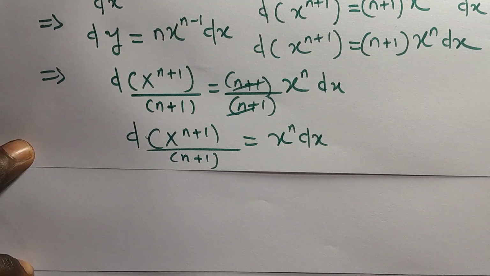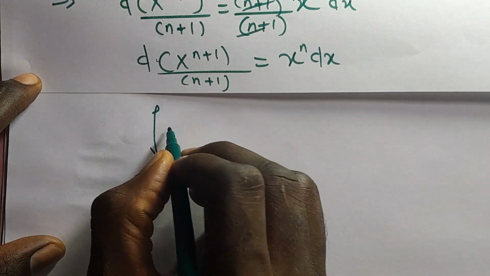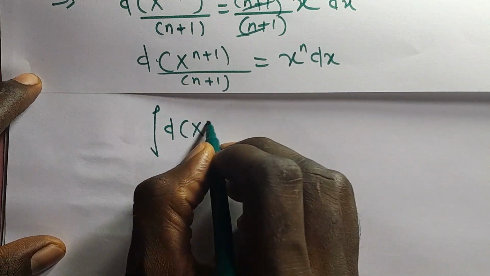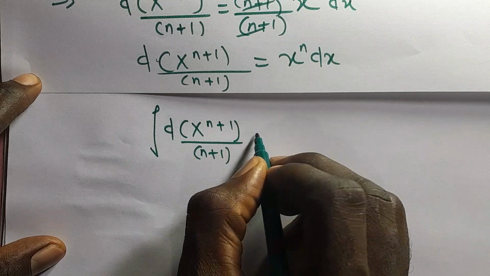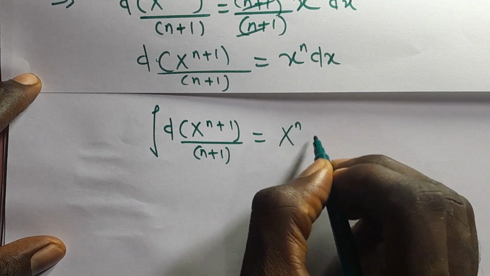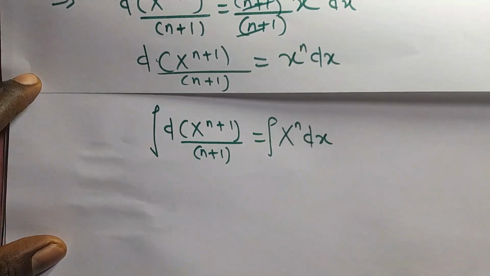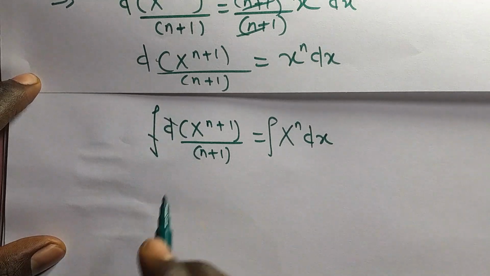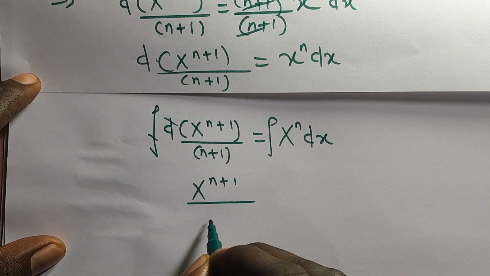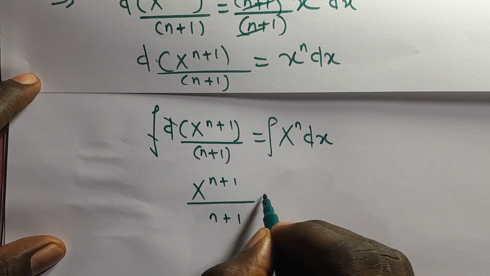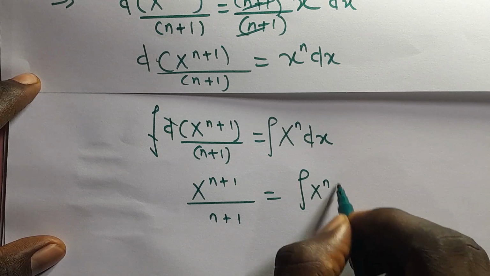So from here, when we take the integral of both sides, we are going to have the integral of d of (x raised to n plus 1 divided by n plus 1) will be equal to x raised to n, and we have the integral of this, we have dx. So we believe that this integration and this d will cancel out. So we are going to have x raised to n plus 1 divided by n plus 1 will be equal to the integral of x raised to n dx.